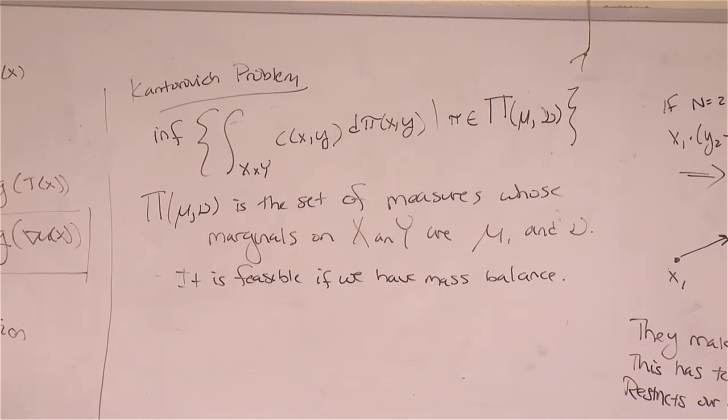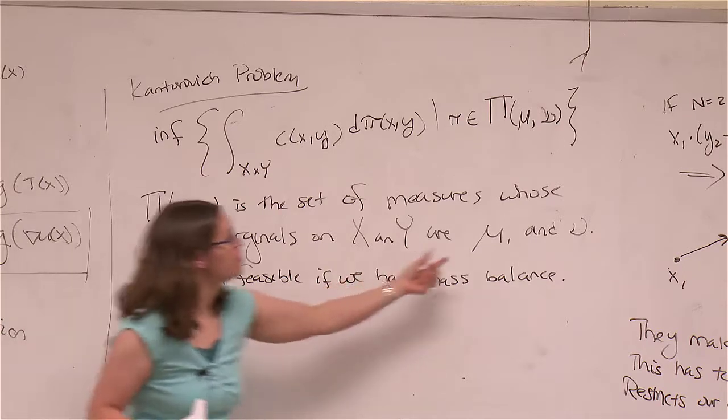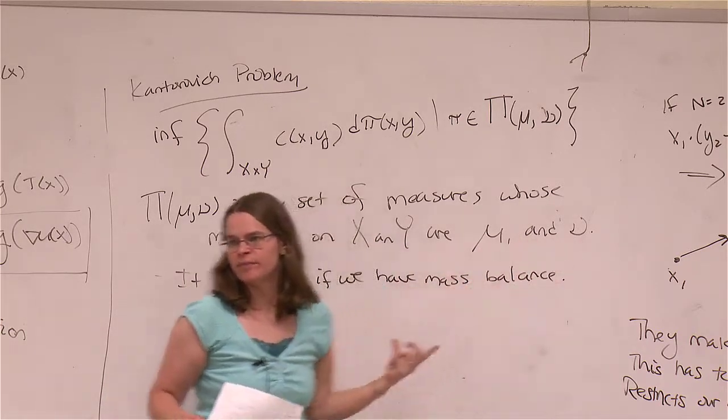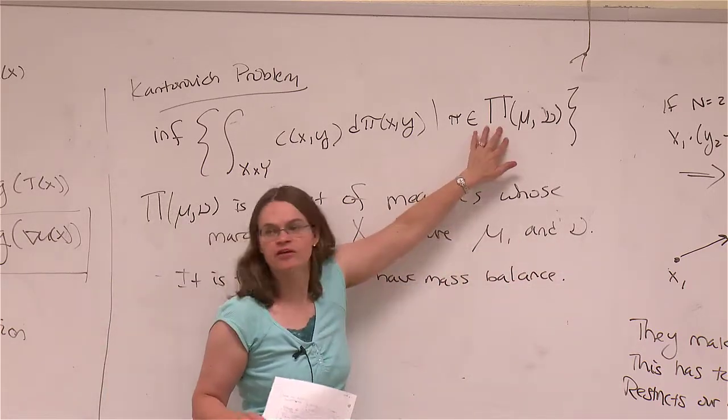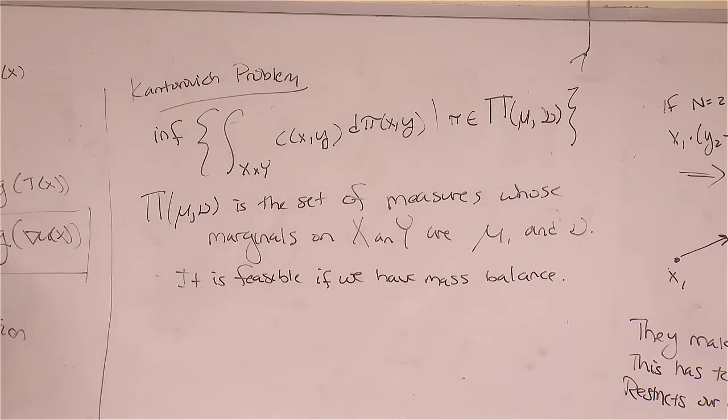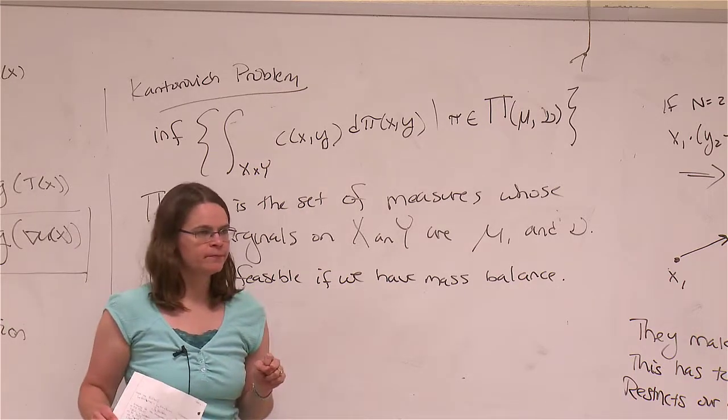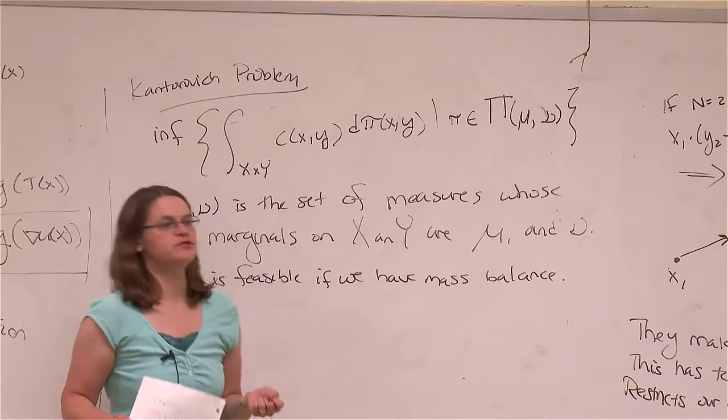Second question. Is that taken care of by the condition of pi being in capital Pi? As long as the data actually satisfies the mass balance condition, then yes, this takes care of feasibility. Second question. Are we happy with the first part? Feasible means the capital Pi is not empty. Capital Pi is not empty, yes.